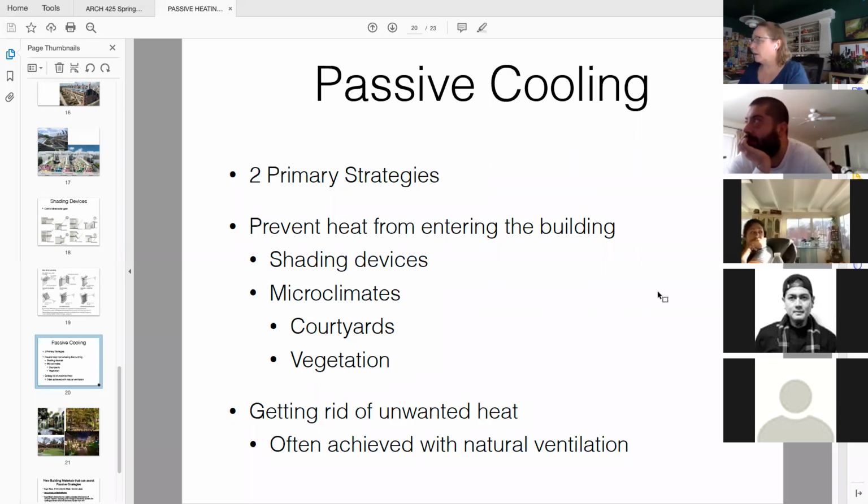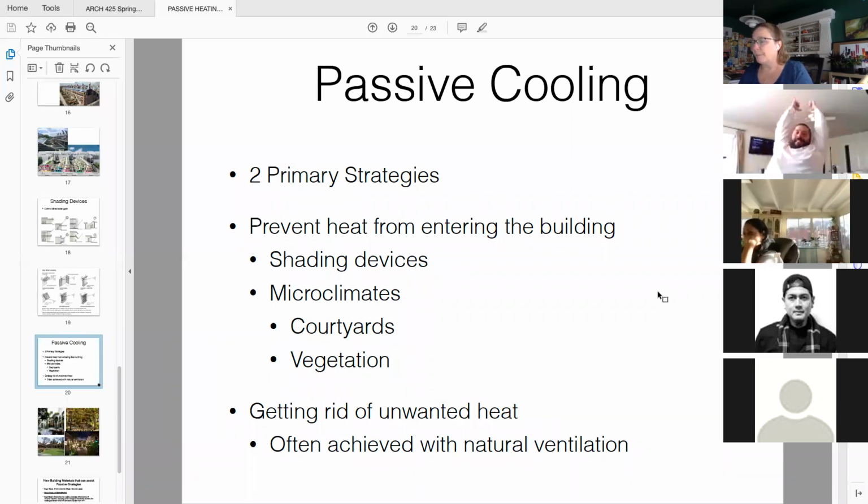So passive heating is all about letting heat in when you want it to help heat up your space. If you recall, sensible heat is dry air heat. There's no humidity factor to that. So that's what passive heating is all about. It's just getting that heat energy into your airspace.